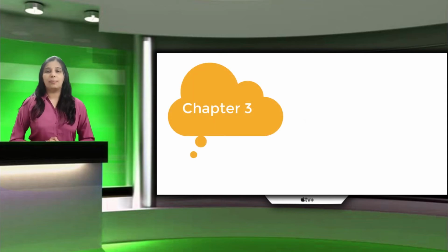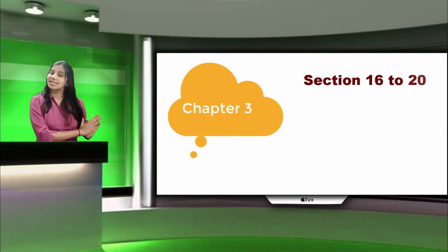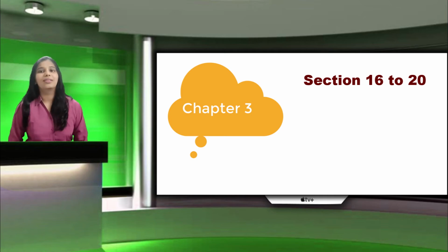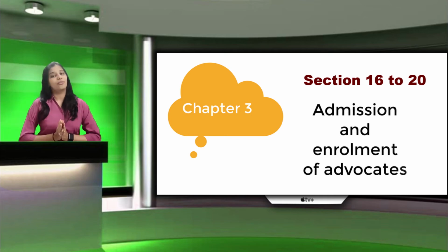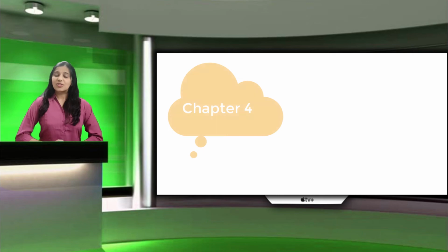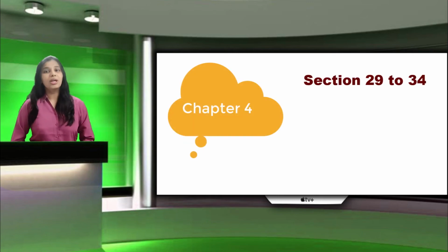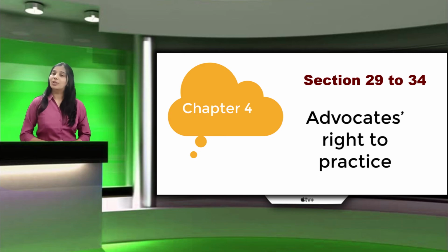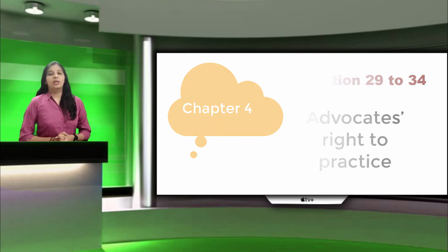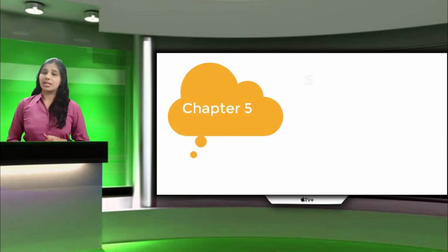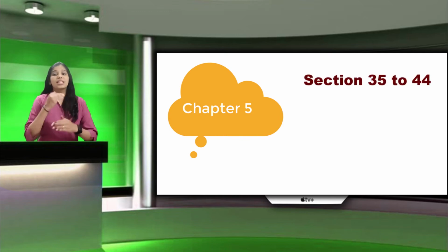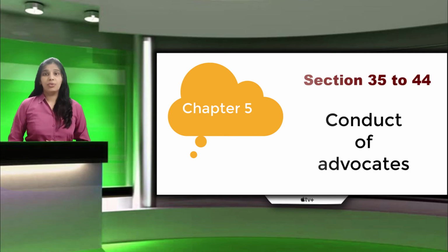Now moving towards Chapter 3, which is covered under sections 16 to 28, which deals with the admission and the enrollment of the advocates. Chapter 4, it's covered under sections 29 to 34, which deals with the advocate's right to practice. Chapter 5, it's covered under sections 35 to 44, which deals with the conduct of the advocates.